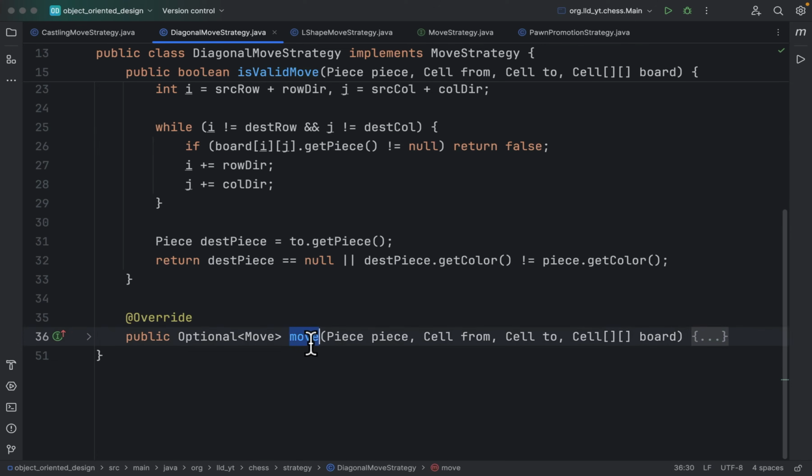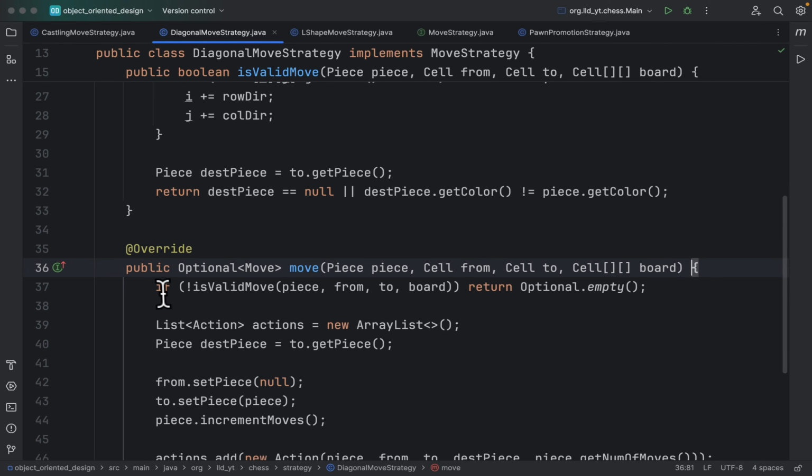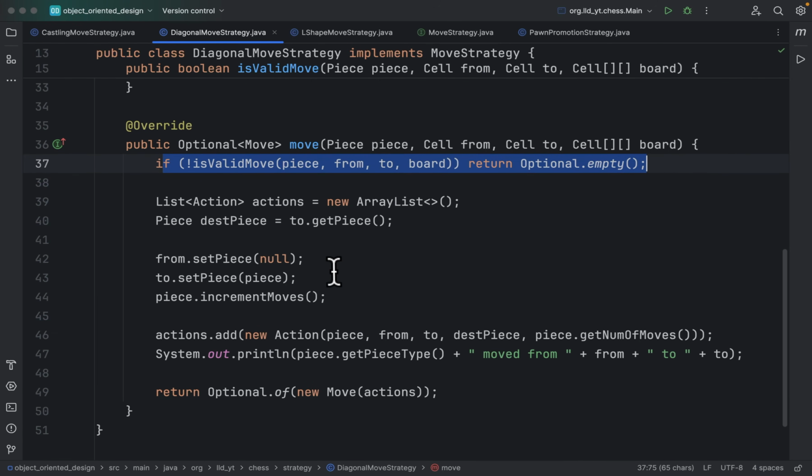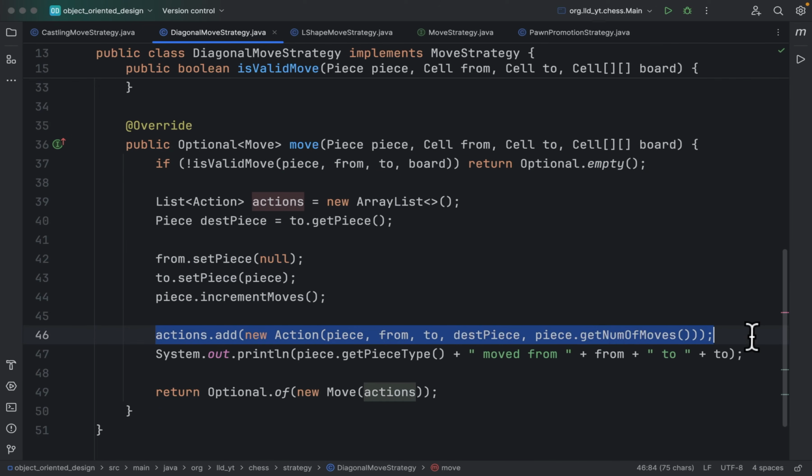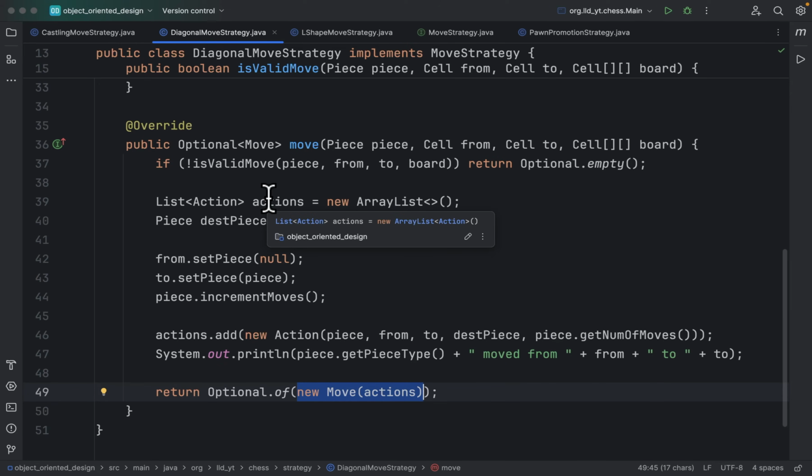And again, in the move function, we'll first check whether that movement is valid. If it is valid, then we'll perform the move and we'll add the action into this move object. And finally return the move object so that we can put that into the stack data structure.